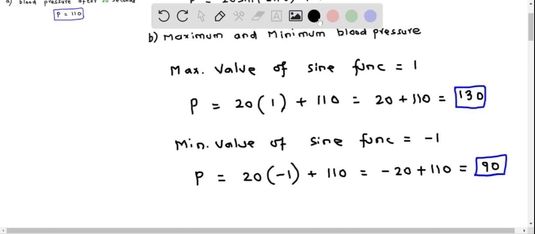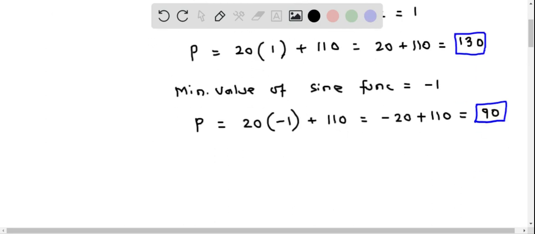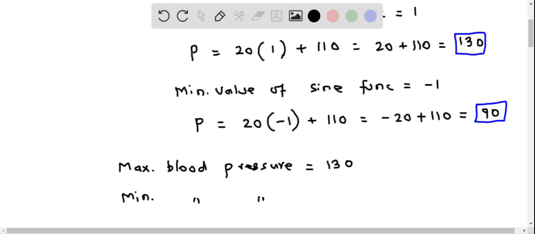Therefore we write maximum blood pressure equals 130, and minimum blood pressure equals 90.